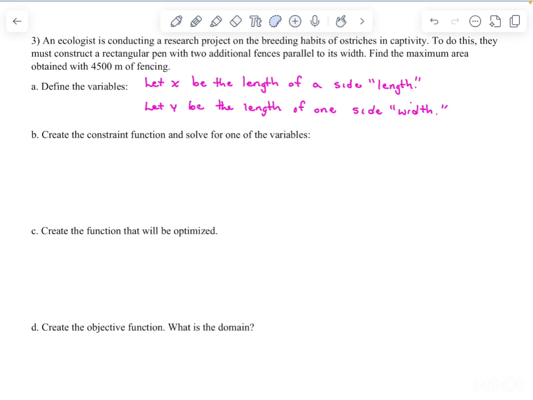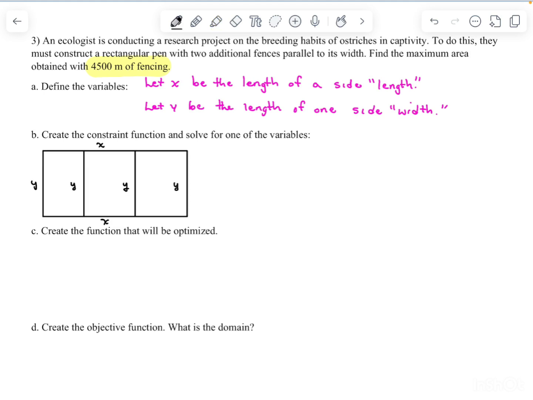Part B, create the constraint function and solve for one of the variables. The constraint is the fact that there is only 4,500 meters of fencing. So I'm going to draw a picture to help create the constraint function. In this picture, x represents the length, and there are 2 of them. Y represents the width, and there are 4 of them. So the constraint function is going to be 4,500 is equal to 2x plus 4y.